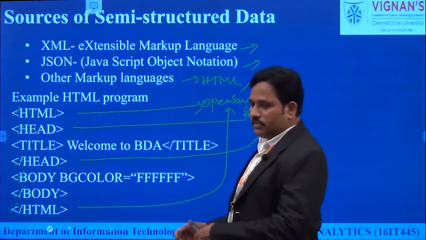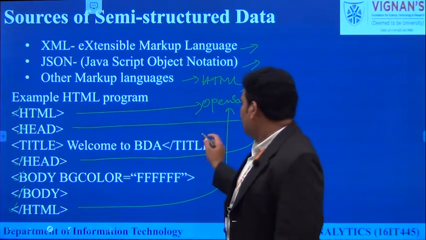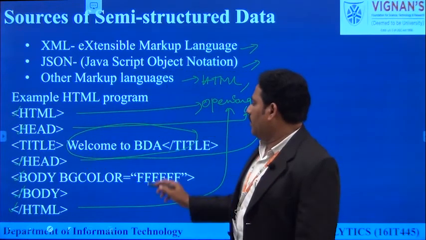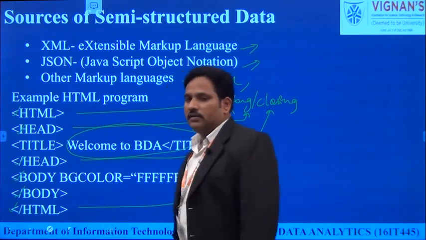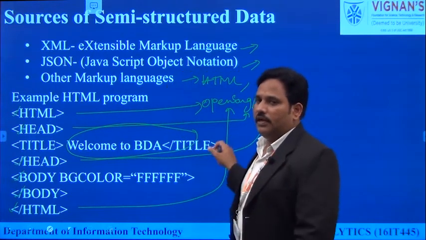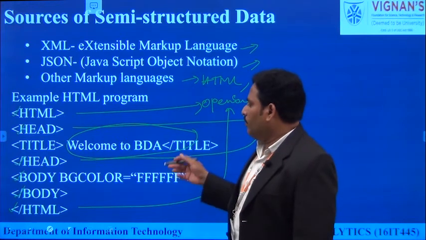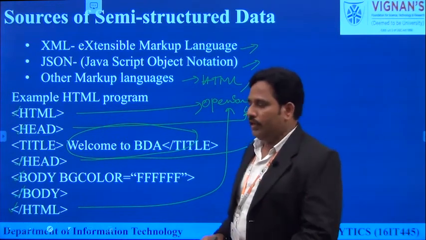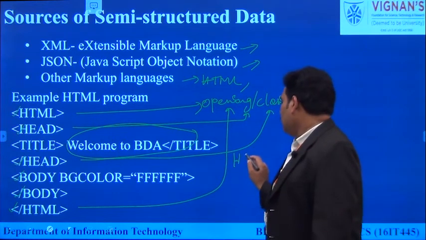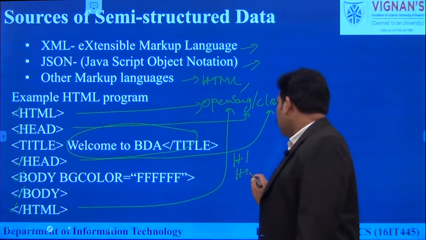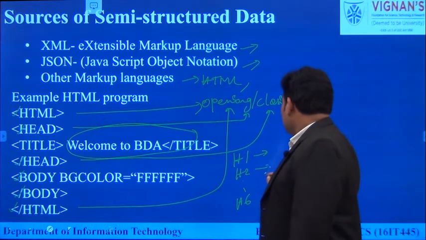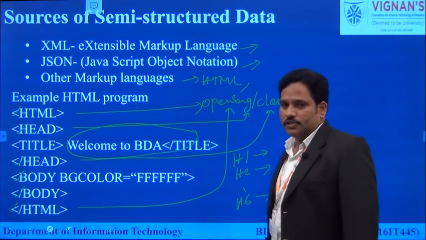Now where is the semi-structure here? Whatever content we are writing, let us say here we entered a title called Welcome to BDA. Title is the web page title that we are creating using HTML. If you want to write any textual information, it offers paragraph notations like heading 1, heading 2, up to heading 6. For every heading, the size of the data is going to vary. So this is called the semi-structured nature.